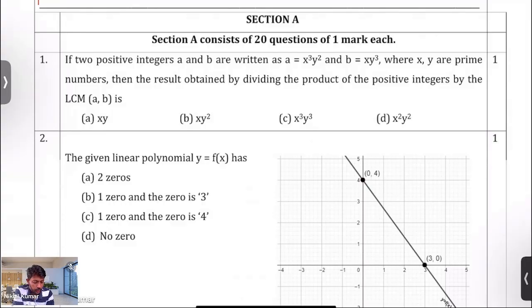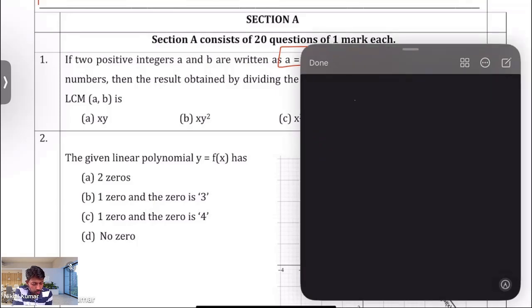So here's our first question. There are 2 positive integers, a and b. They're given like this, where x and y are prime numbers. That's also given. We have to find out the result when we divide the product of a and b by the LCM of a and b. So what do we have to find out? Product of a and b upon LCM of a and b.